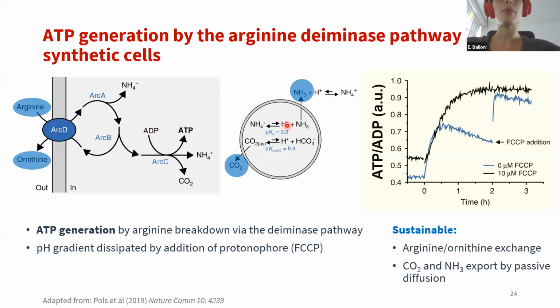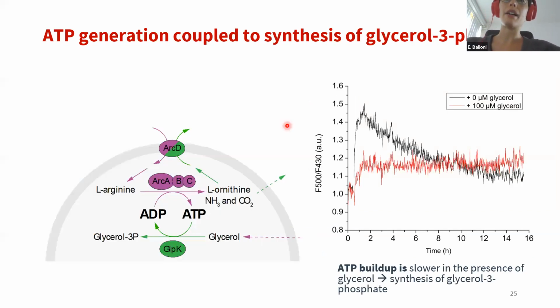But really the take-home message from this slide is that there is a pathway for ATP generation that is sustainable because the substrate is taken up from the medium, the byproducts are either exported or they spontaneously leave the system by passive diffusion. So what we did was to combine this pathway with the first enzyme towards phospholipid biosynthesis, which is glycerol kinase I've shown before.